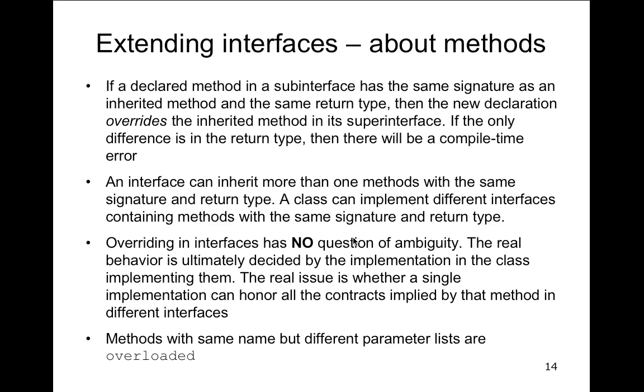So the class can implement different interfaces containing methods with the same signature and the same return type. So the class can implement whichever one it wants to. So overriding in the interfaces has no question of ambiguity because they're all different in terms of the override. So the real behavior is ultimately decided in the implementation.